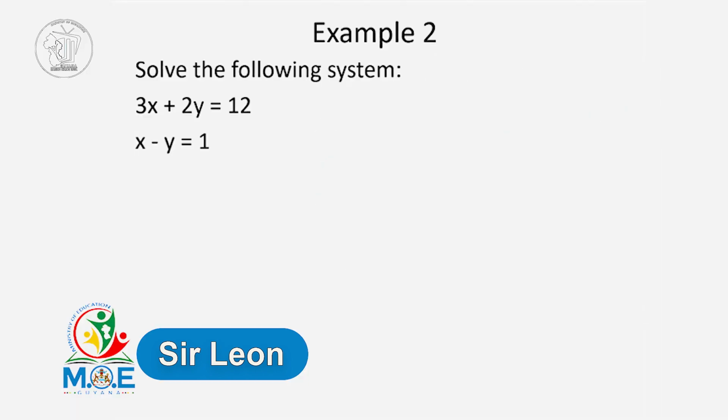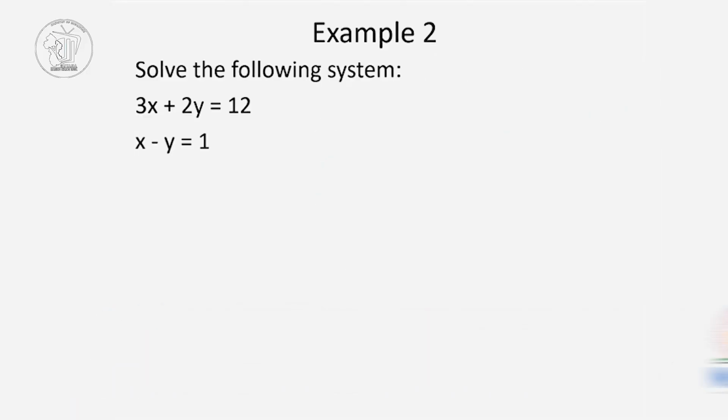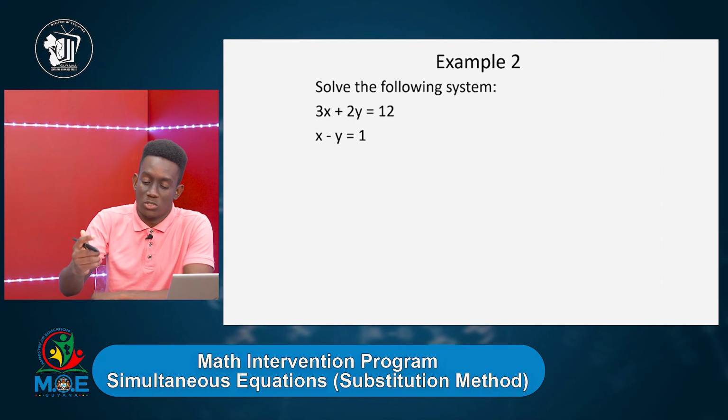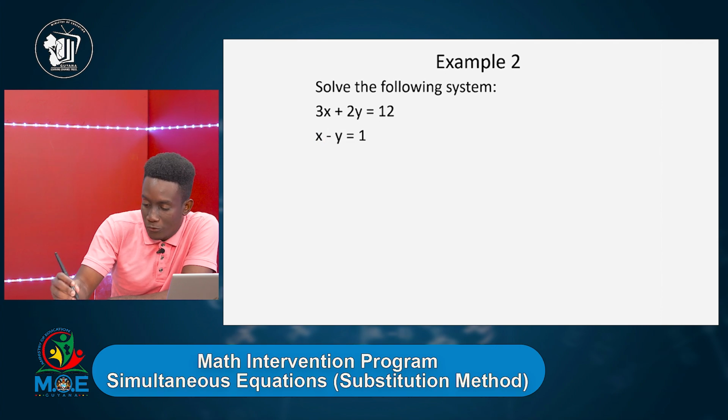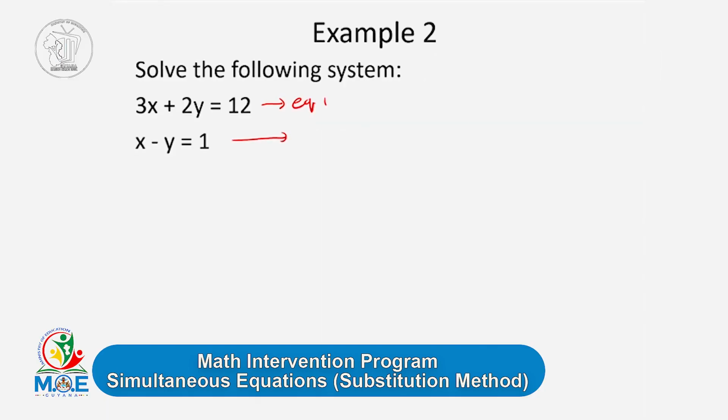This example says, solve the following system of equations. So we have 3x plus 2y is equal to 12 and x minus y is equal to 1. We are asked to solve this. So of course we see x by itself. So what we do, we first label, so let's call this equation 1. And let's call this one equation 2.